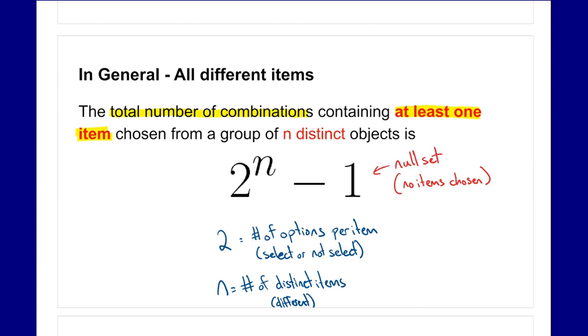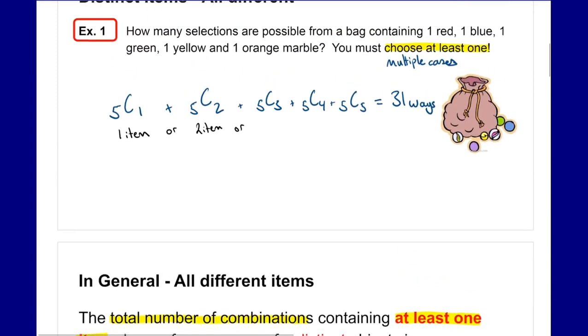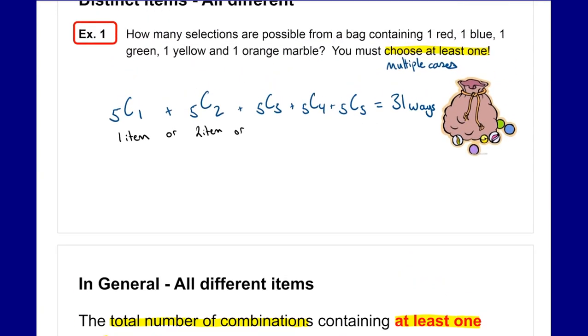If we think about how many different groups we could create without the restriction of at least one, we would just do 2 to the power of n. With the restriction of at least one, we subtract the one scenario where we don't select any of them. So going back to the last scenario with this shortcut, it would be 2 to the power of 5, because there are 5 different objects, minus 1, which equals 31. That's a shortcut when we're looking for at least one.